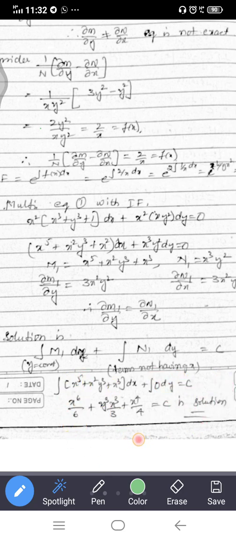And integrate this. Integral of x power 5 is x power 6 by 6, plus y cube is constant and integral of x square is x cube by 3, and again plus integral of x square is x cube by 3. Here we will get x cube by 3 equal to c. This is the general solution for the given differential equation.